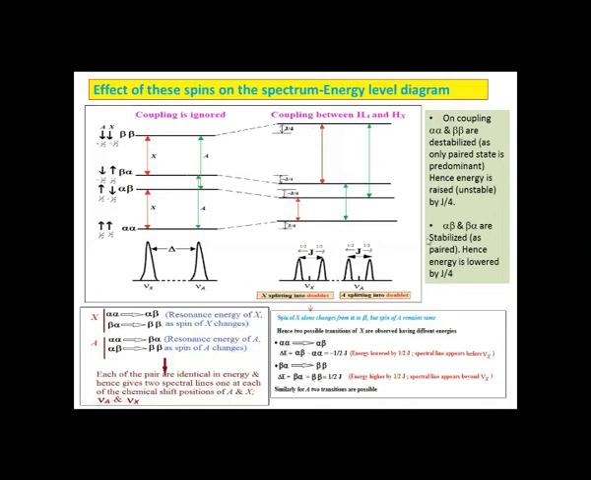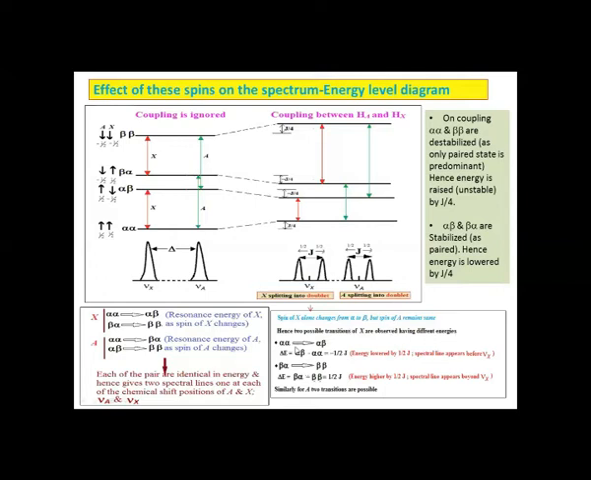And in the same way, alpha beta and beta alpha energy levels are stabilized, hence the energy gets reduced by J by 4. So we can find the difference in energy levels on coupling, and thereby we expect a kind of transitions between these energy levels. The spin of X alone changes from alpha to beta, but the spin of A remains the same in this first case. So two possible transitions of X are observed having different energies.